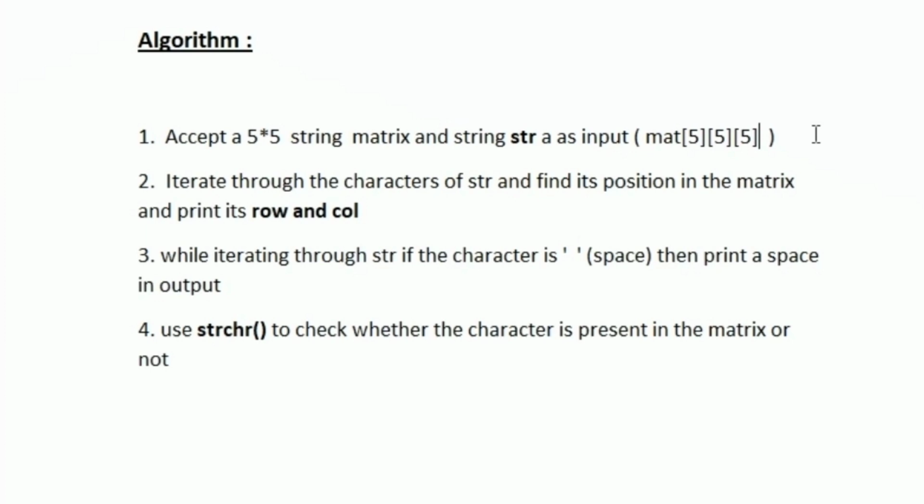To encrypt our input string str, first we have to iterate through all the characters of str. For every character we have to find the position of that character in the input matrix. As we saw in the previous example, if we take the character A, then we have to find the position of the character A. The row and column in which A is present in the matrix will be the encrypted value of that character. That is how we will be encrypting the characters of str.